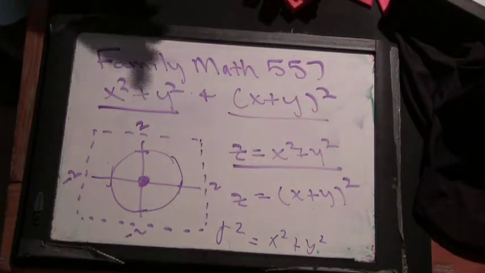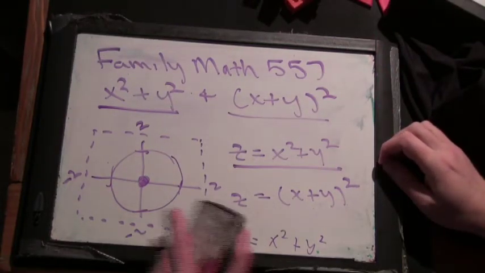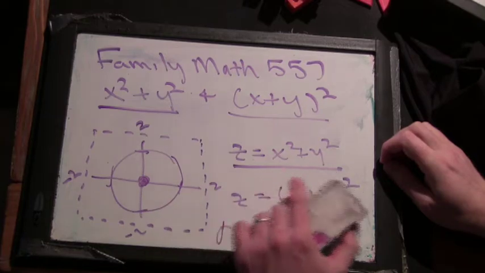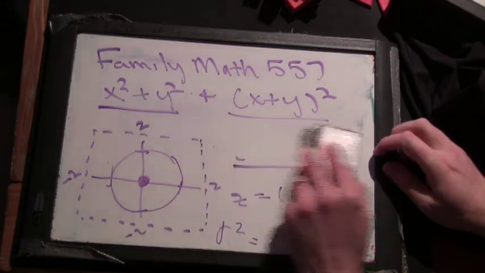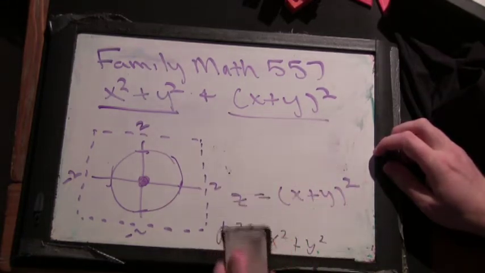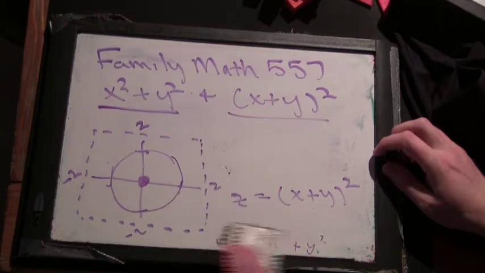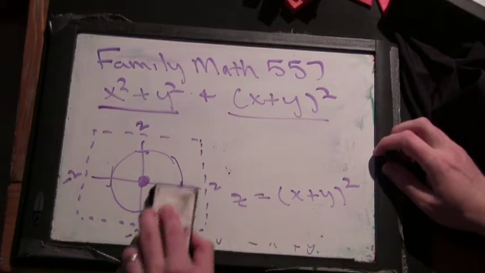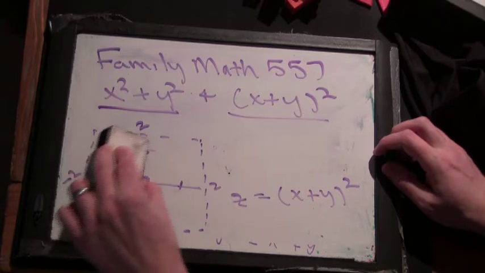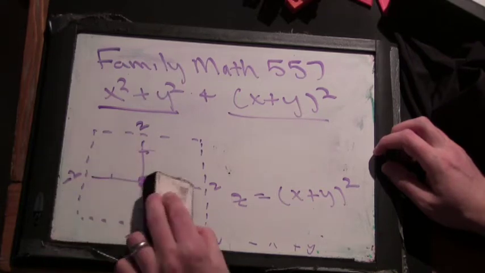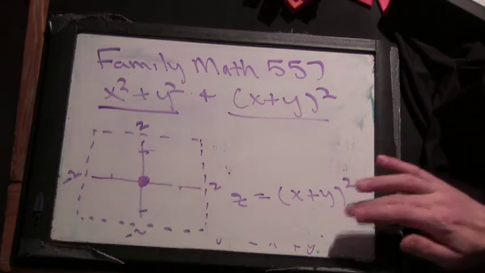Okay, so we just formed some guesses about what z equals x squared plus y squared would look like, and those were really great. Now we're going to look at z equals the quantity x plus y, squared, and let's see if there's anything we can say about this.